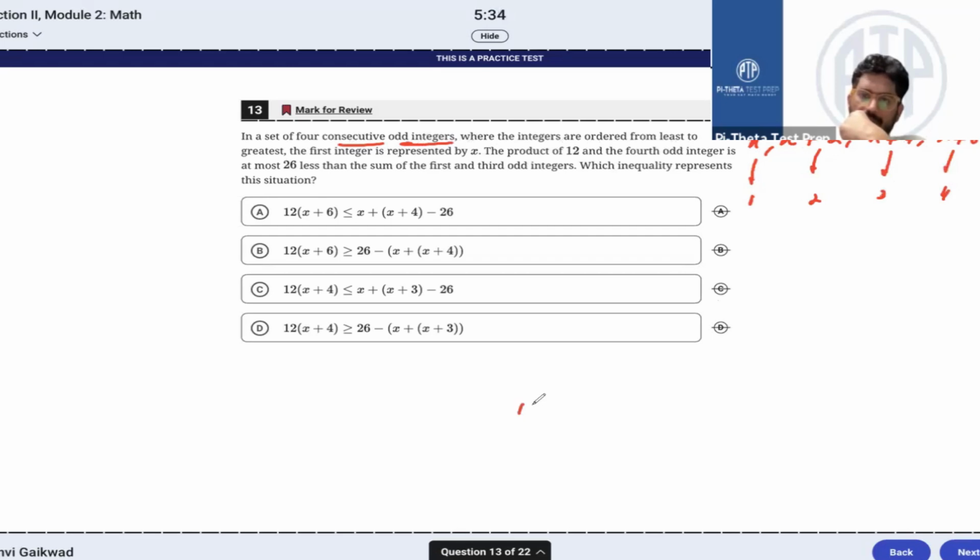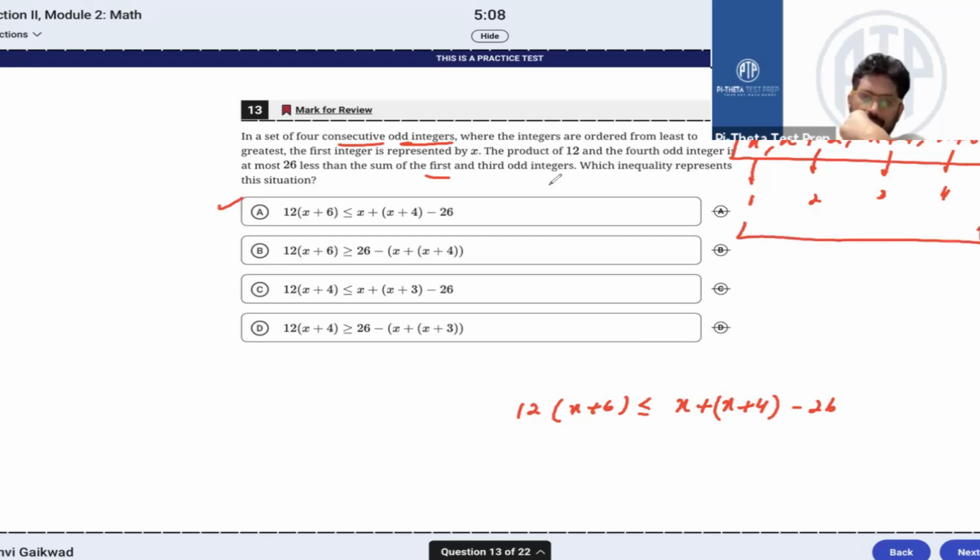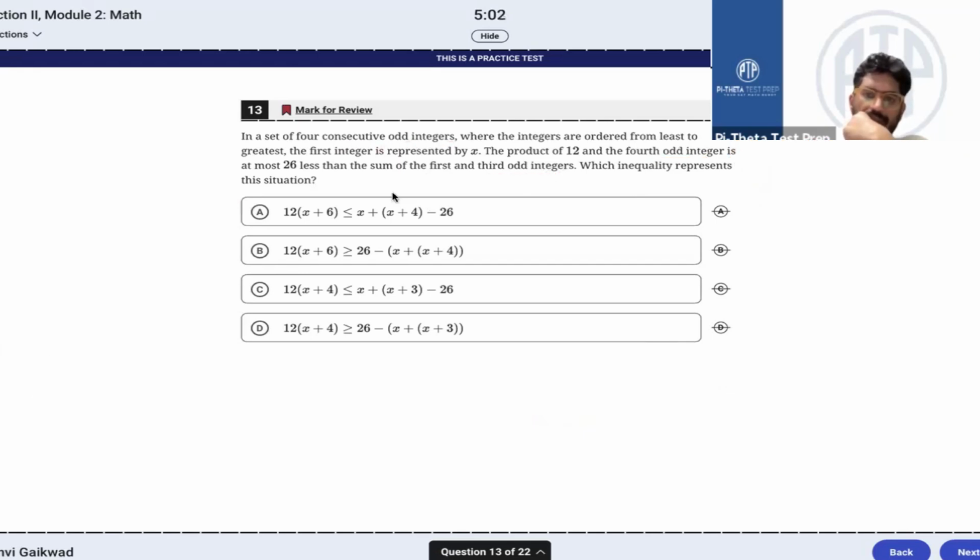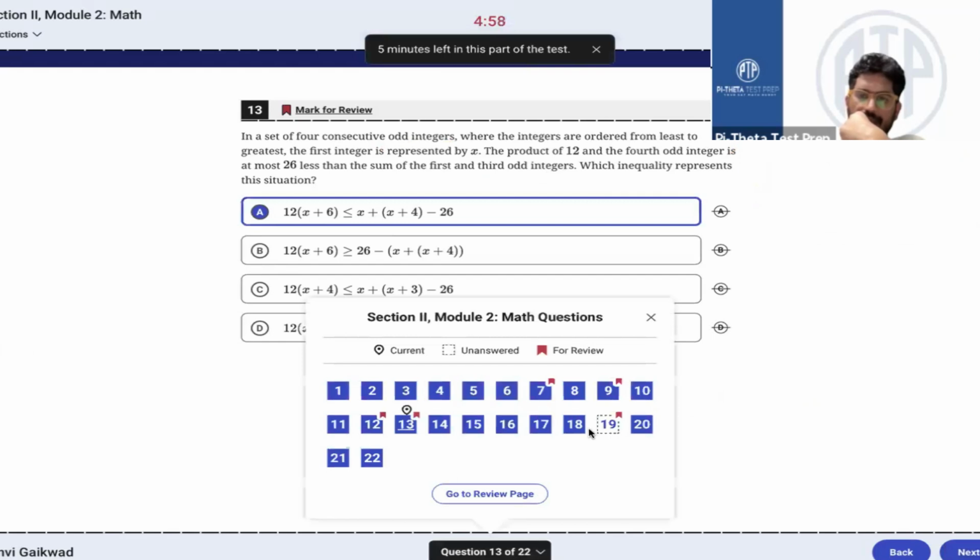The product of 12 and the 4th odd integer, x plus 6, is at most, meaning less than, 26 less than the sum of the first. Sum of the first means the first is x, and the third is x plus 4. 26 less means you have to subtract 26. So which option do we have here? We have option A. So try to write this very nicely and number it, then we can very smoothly browse through and get the answer. That is question number 13, answer A.